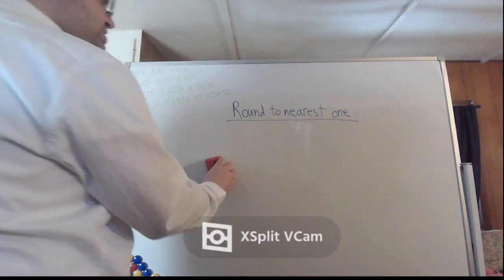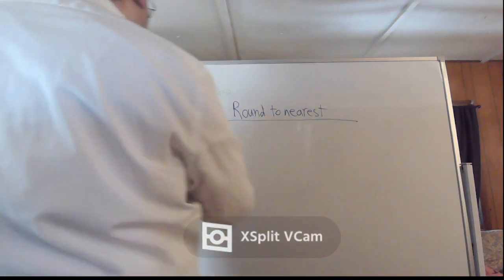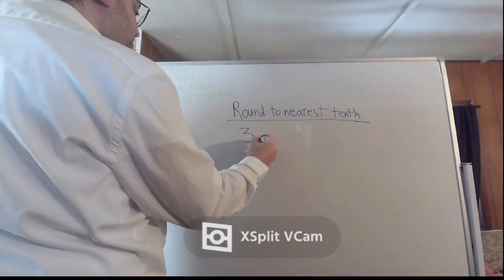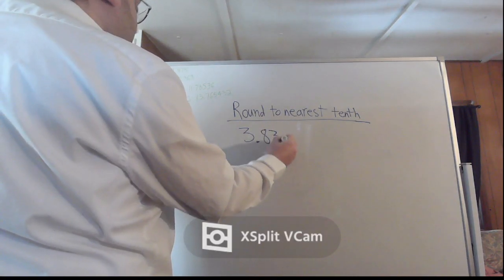Alright, we're going to change this up just a little bit here. Instead of rounding to the nearest 1, we're now going to round to the nearest tenth. We will round to the nearest tenth place. So let's start with 3.83.